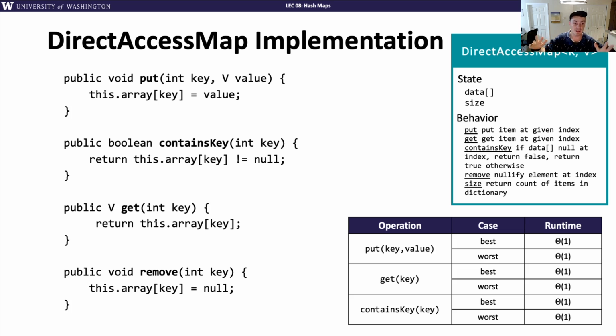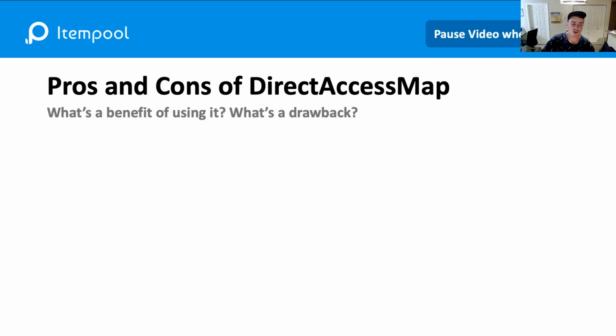So hopefully I can convince you here that all of these operations will be constant time. What I want you to try is to articulate, what do you think the pros and cons of using a data structure in this way might be? So item pool now supports 3 response questions, so you can write out a couple sentences here. What's a benefit of using this direct access map over our array map? And what's a potential drawback? Take a second and try to answer that.